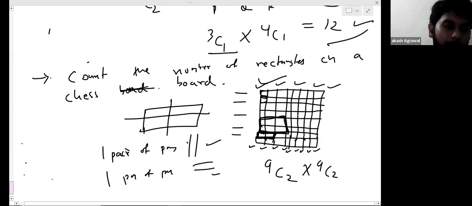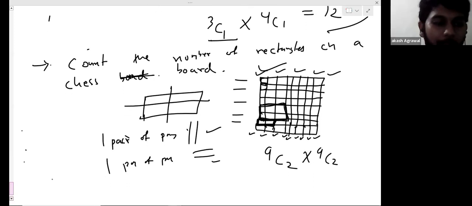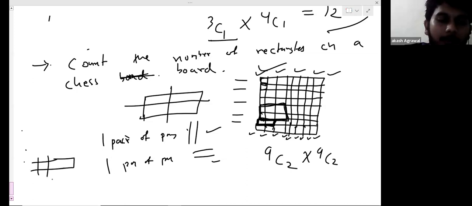Can you explain again? Okay. See, remember the question of line. To get a line, what do we need? We need 2 points, right? So we chose 1 point from the first line, 1 point from the second line. We got a line. We do not care which point it is. Yes or no? Now, to get a rectangle, we only care about pair of parallel lines. 2 lines should be horizontal, 2 lines should be vertical. Yes or no?